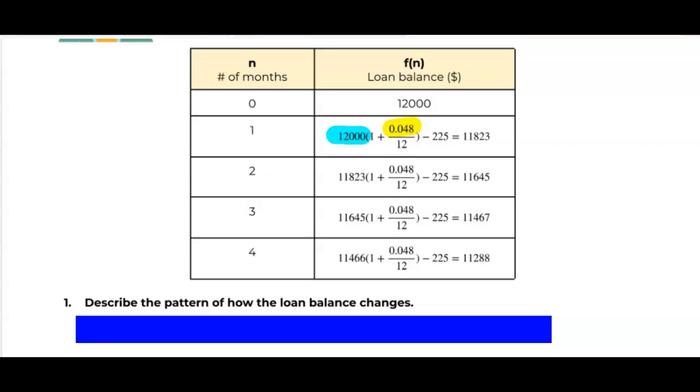Month 3 starts with the month 2 amount. So every time we go to a new month, we're starting with the previous value, which works like a recursive sequence. So that's what we discussed in class most recently last week, that a recursive sequence relies on the previous term in order to generate the next one. So we keep on relying on the previous amount, applying the same formula, getting a new amount.